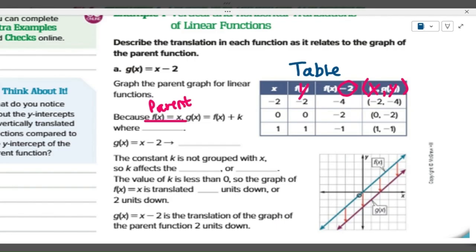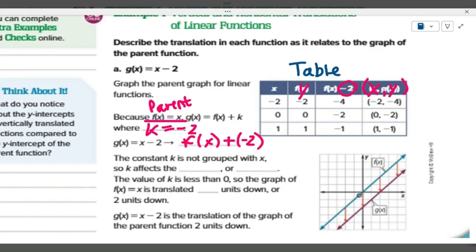So the first thing we're going to fill in here is k equals, so the value we are subtracting by is negative 2. This means that our new function, g of x equals x minus 2, is a translation of f of x in which we added negative 2. So we added negative 2 to the parent function, and we got this new function, g of x.